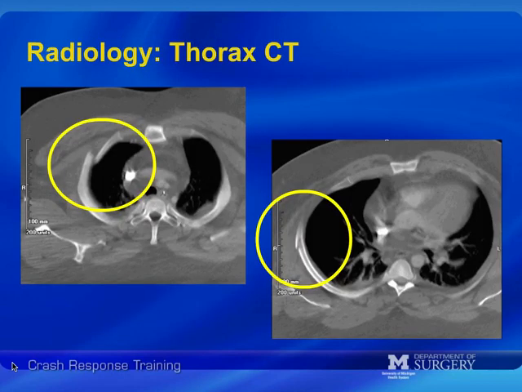Chest CT, so he has some rib fractures, and if you will notice here, there is a lot of extra tissue around the outside of his rib cage. The lighter gray are muscles, and the darker gray is fat.